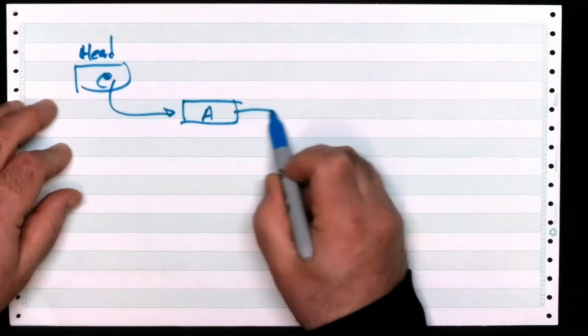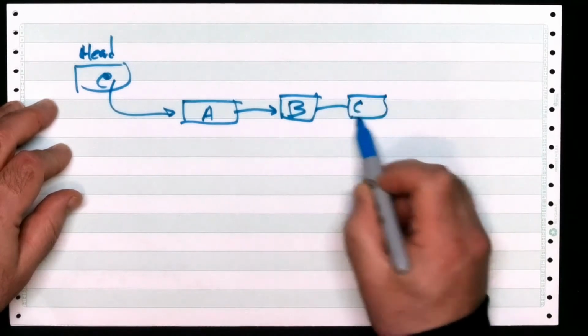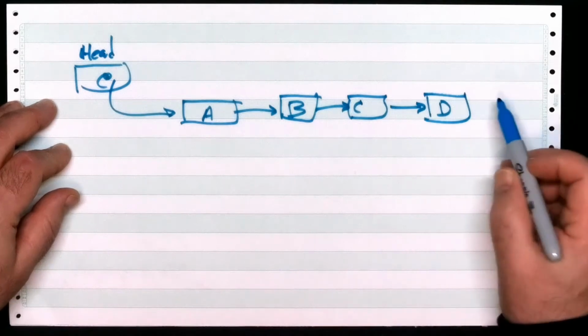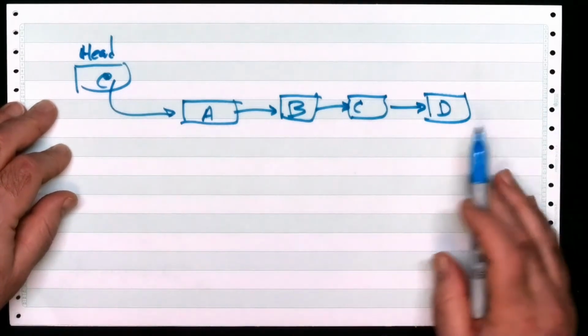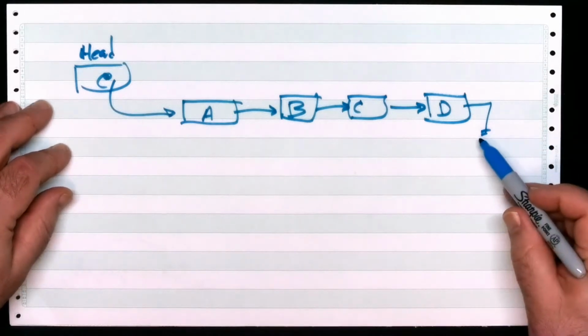Say that's A, and then we have a B over here. The next one might be C, and then we have another one, a D over here. Okay, there's a singly linked list. The one on the end of the list would go to null.